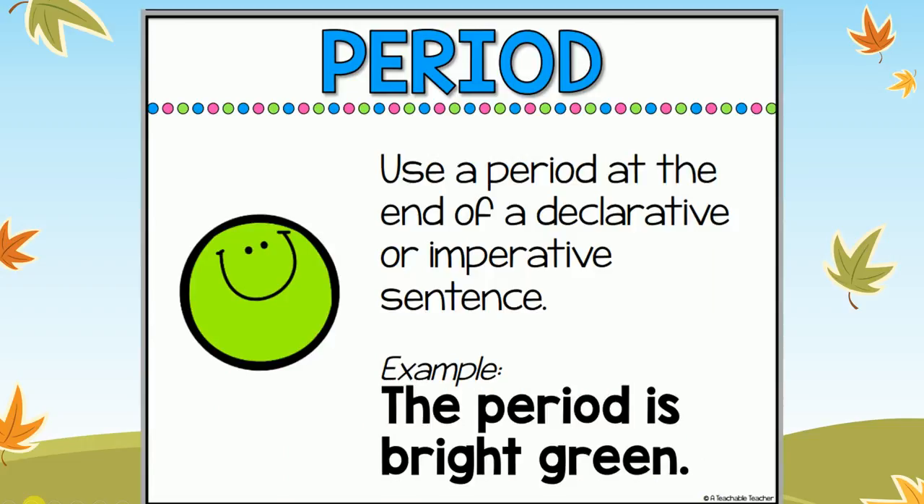First is a period. You use a period at the end of a declarative or imperative sentence, and we'll find out what those mean in just a minute. So an example is, the period is bright green.